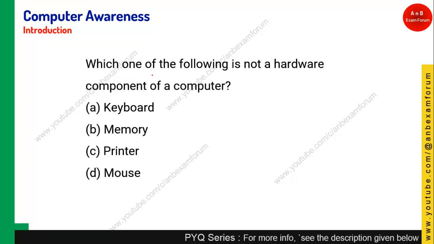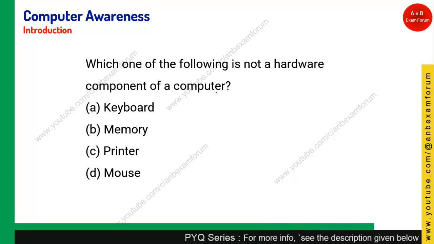Quickly moving to the next question. Which one of the following is not a hardware component of a computer? As I told you, there are two parts, hardware and software. Hardware we can touch and feel, whereas software we cannot touch and feel. I know you people will make the mistake of telling me that out of these four options none of them is correct, but it's not true.